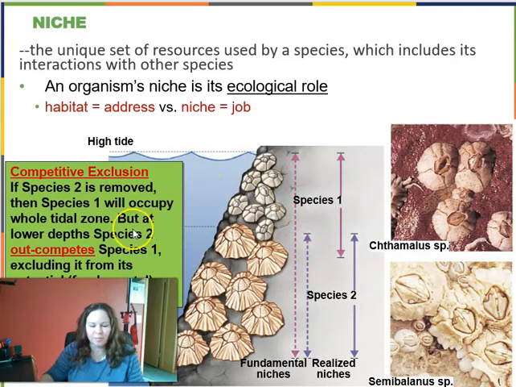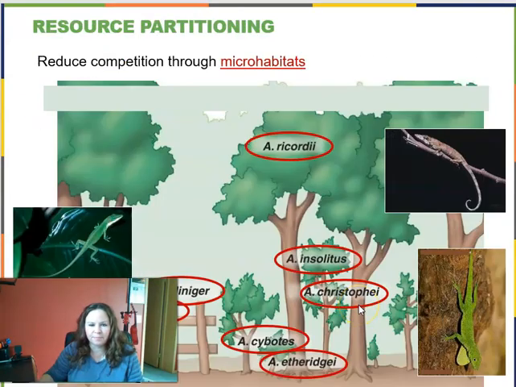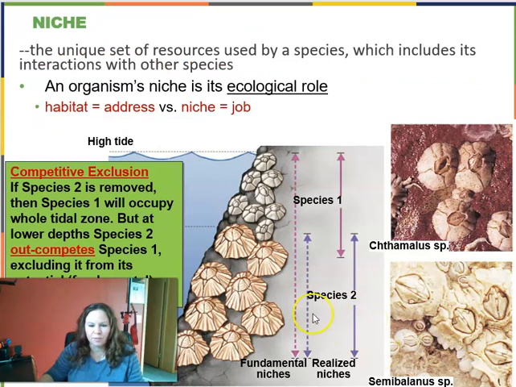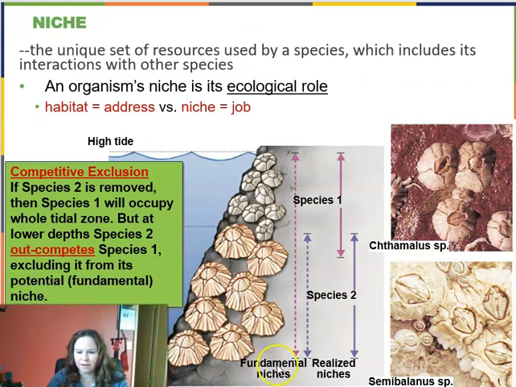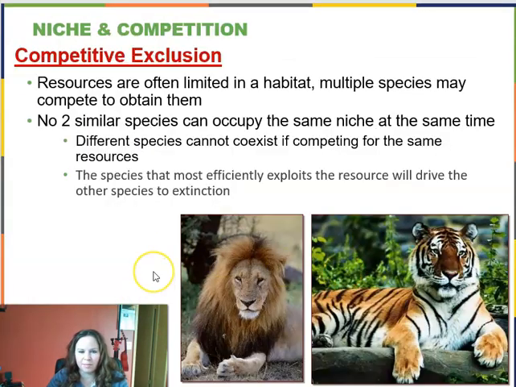So here's an example that we'll take a look at with these organisms here. They both want to live right here at this tidal zone, but one species will drive the other away. We'll talk about that one in a bit.